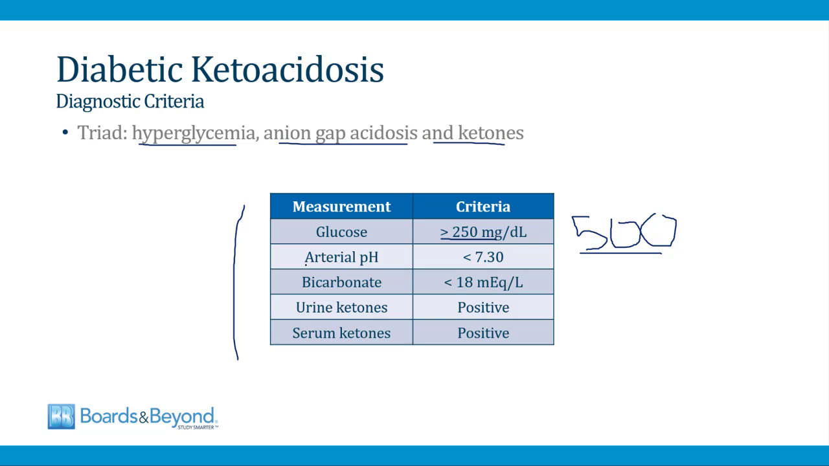If you do a blood gas, the arterial pH will be low, usually less than 7.3. And remember that the bicarbonate is going to be low, less than 18, and that's because of the acidosis. And then urinary testing for ketones will be positive, and serum testing for ketones will be positive as well.